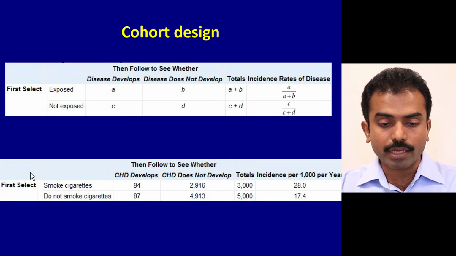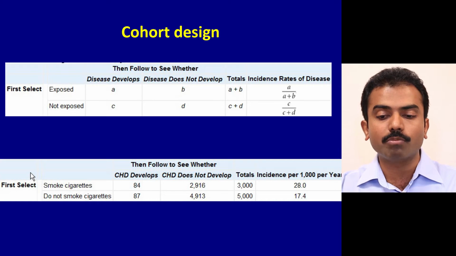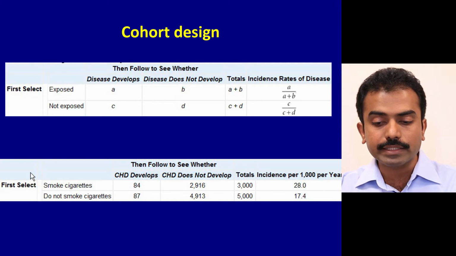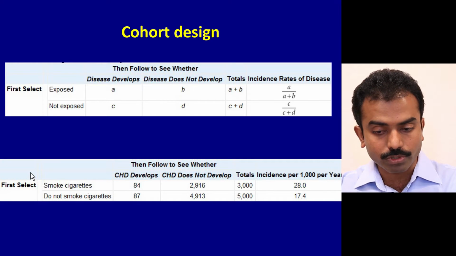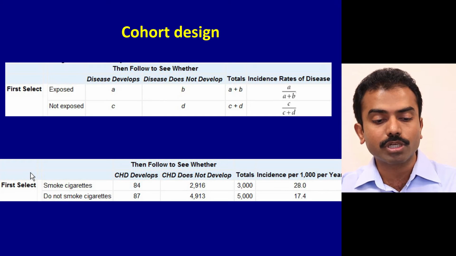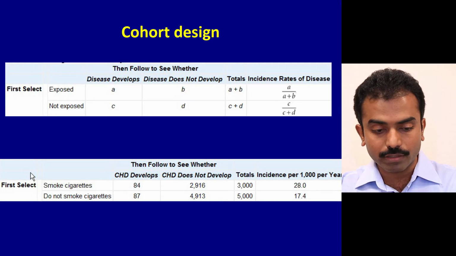So for example, if you look at the exposed and then see what is the incidence of disease among the exposed, what proportion of exposed develop disease, and you do the same thing among the non-exposed. And if you find that the incidence of disease among the exposed is higher as compared to the incidence of disease among the non-exposed, then you can see very well that probably this particular exposure is associated with a higher risk of developing disease.